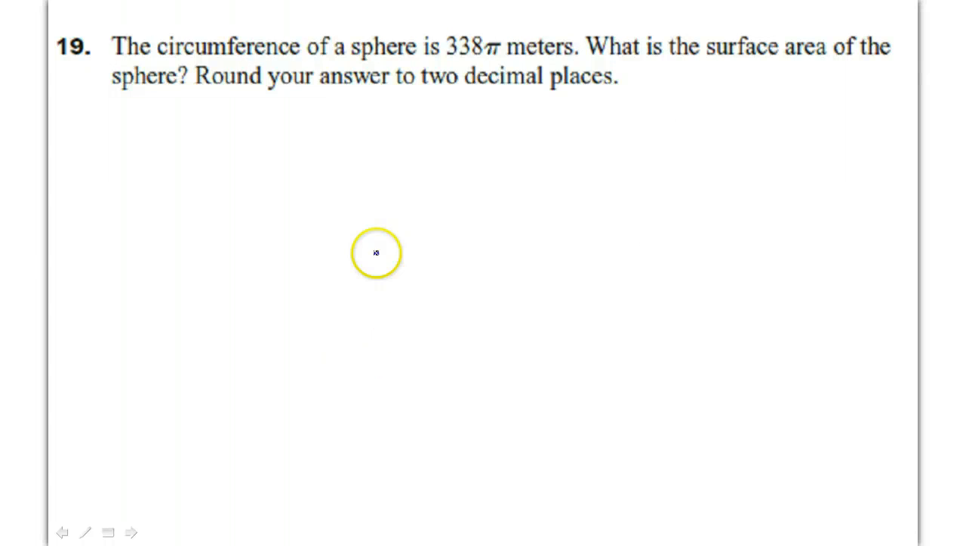Number 19. The circumference of the sphere is given. What's the surface area? Round to 2 decimal places. Okay? Paige, how do I do this problem? Well, you find the circumference, which is 338 pi. How did you find that? Because circumference is 338 pi.